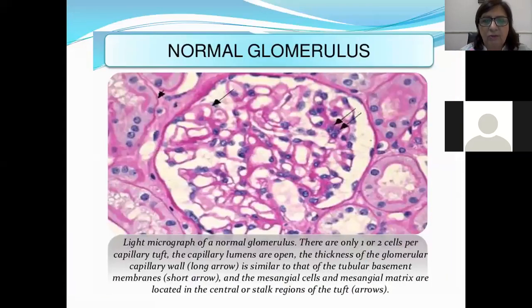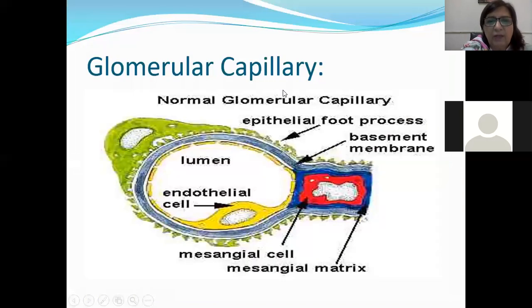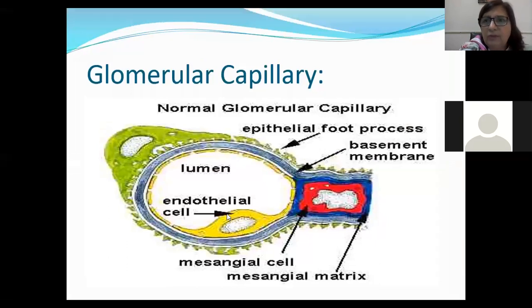This is the structure of the glomerulus by light microscopic appearance, and this is also the structure of the glomerulus with the markings. So one is the Bowman's capsule. Number two is the parietal epithelium. Urinary space is present. Then you have got these capillary loops. Then you have got visceral epithelium, basement membrane, endothelium, and mesangium. So this is the same diagram. You can see this is a larger diagram of the capillary.